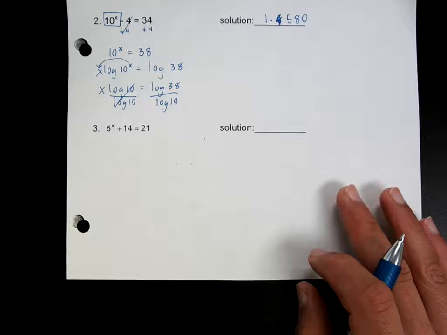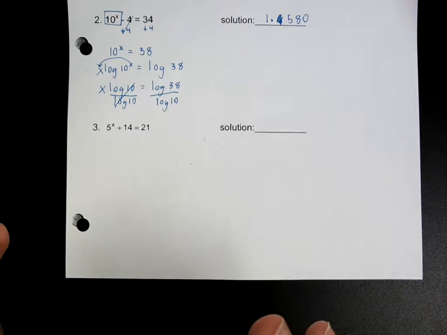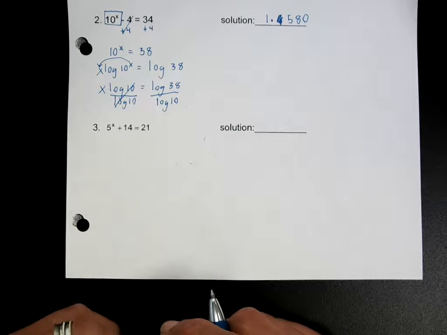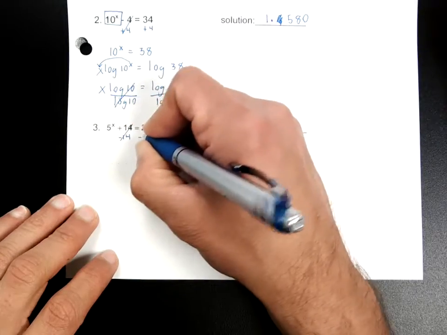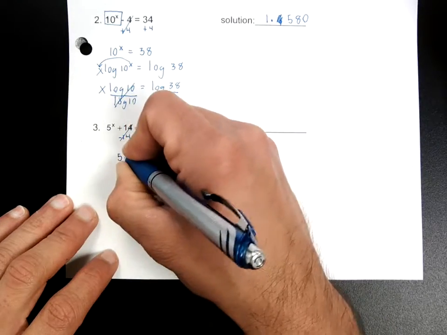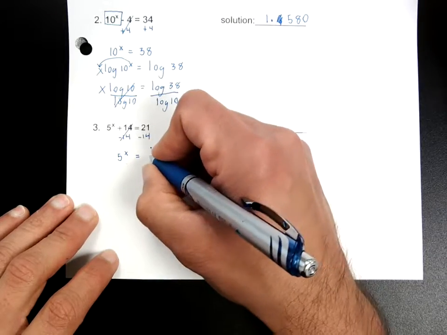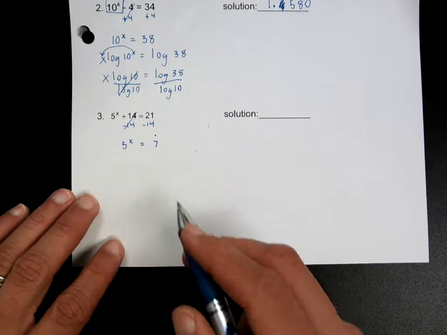Now on number 3, same thing. I want to isolate this. I'm going to let you do this one on your own. It shouldn't take that long. First step, I'll at least show you that. Subtract 14 from each side, so you should have 5 to the x power equal to 7. 21 minus 14 is 7.